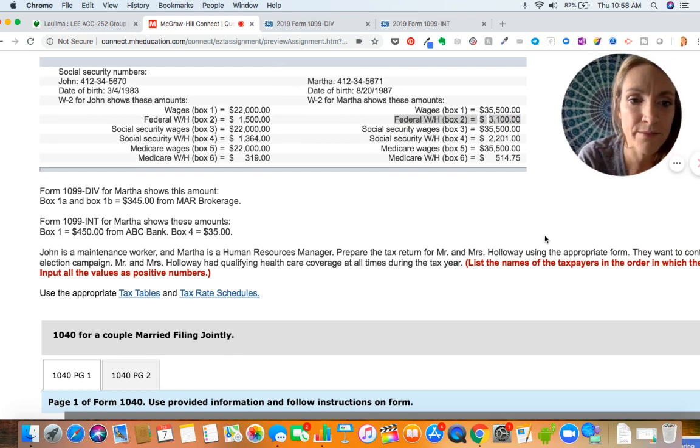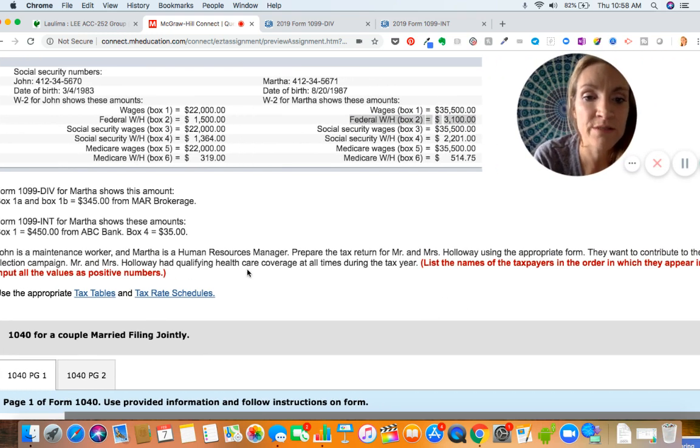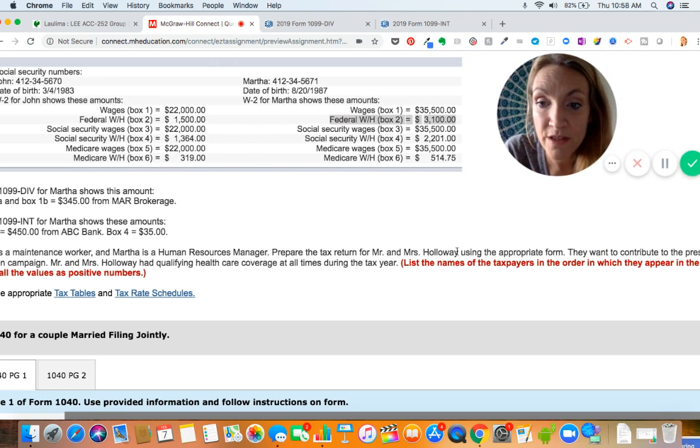So John is a maintenance worker. Martha is a human resource manager. So you'll put that on the forms. Prepare the tax return for them using the appropriate form.